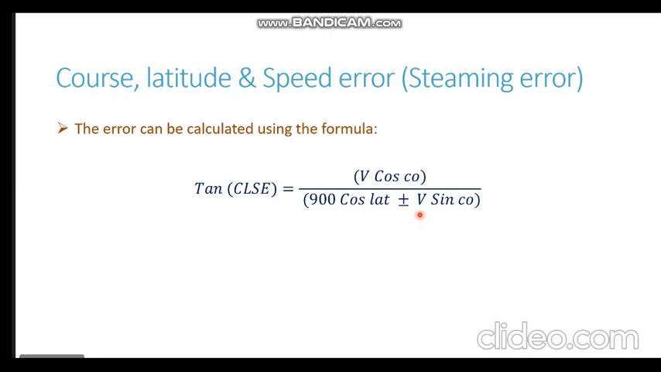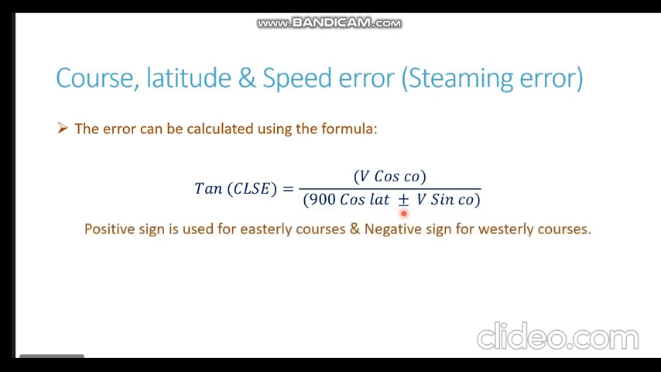Then you have the V, which is the speed of the ship, sine of the course. Now the course which we use in this formula, the course which the ship is making good, is used in the quadrantal notation. So it will never be greater than 90. We do not use it in the three-figure notation. We use the course in the quadrantal notation.